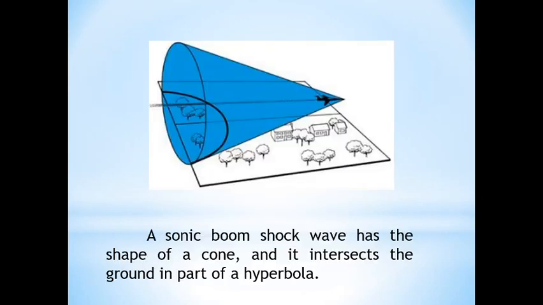Okay, next. A sonic boom shock wave has the shape of a cone, and it intersects the ground in part of a hyperbola. It hits every point on this curve at the same time, so that people in the different places along the curve on the ground hear it at the same time. Because the airplane is moving forward, the hyperbolic curve moves forward, and eventually the boom can be heard by everyone in its path. So that's one application.